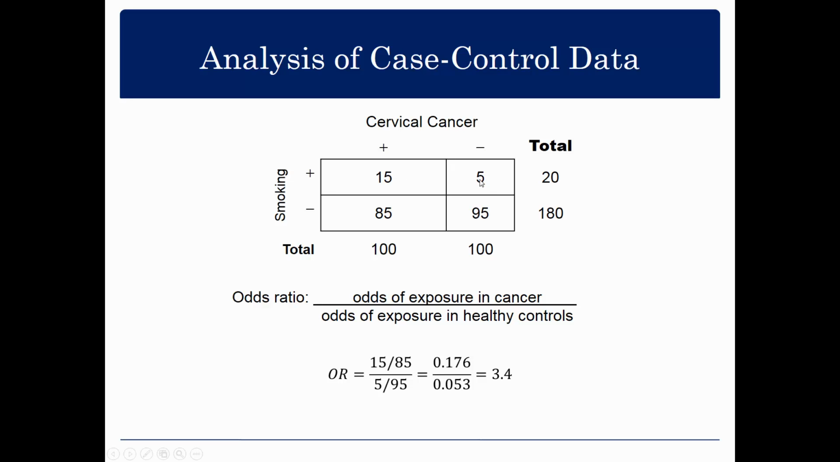So 15% versus 5%. One way that we tend to analyze case control data is through the odds ratio, which again is just an effect size. It's a measure of association for contingency table data.